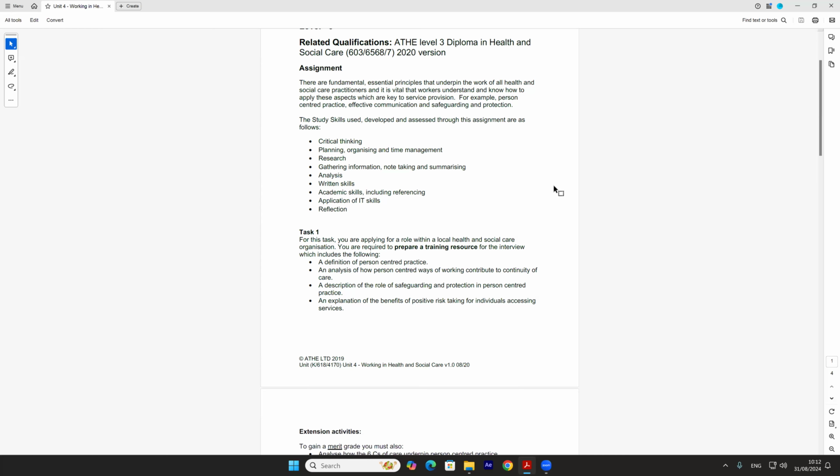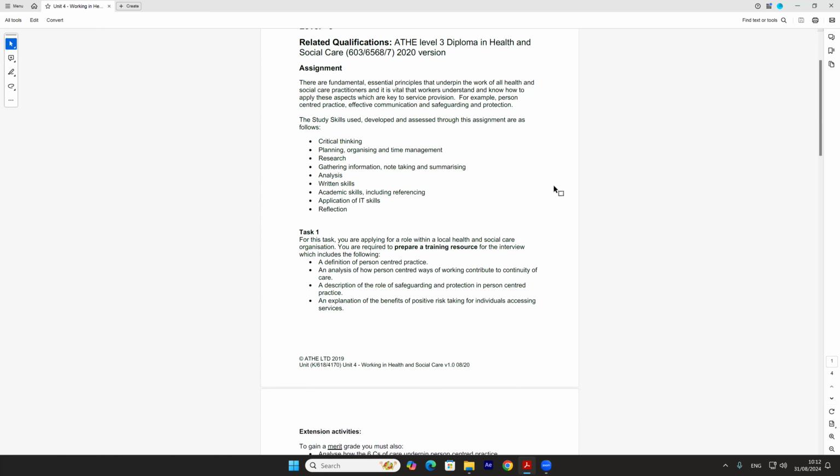Then we have the legal and ethical responsibility. So care providers have a legal and ethical obligation to safeguard individuals, ensuring that their rights are respected and upheld. As an example, if a care provider notices signs of potential abuse, a person-centered approach would involve immediately reporting the concern and ensuring that the individual is protected while the situation is investigated.